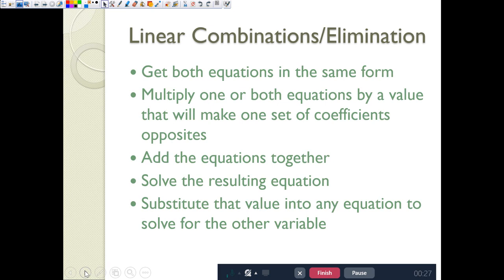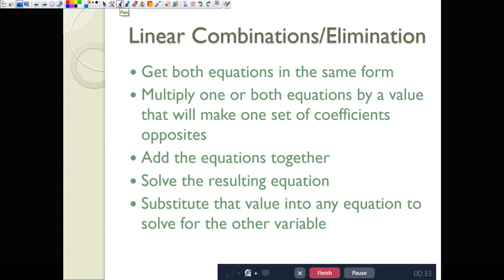The steps for solving is first you need to get both equations in the same form. I suggest putting them in standard form. So that would be ax plus by equals c, where a, b, and c are your numbers and x and y are your variables. Then, if need be, we're going to multiply one or both equations by a value that will make one set of opposite coefficients.